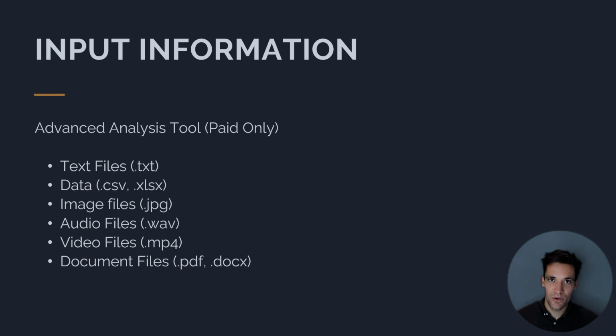If you're using the free version, the way it's currently set up is you'd have to copy and paste the text or the information from the document. So if you have a Word document and you want it to summarize the content of that Word document, you have to directly copy the content of the Word doc into ChatGPT.